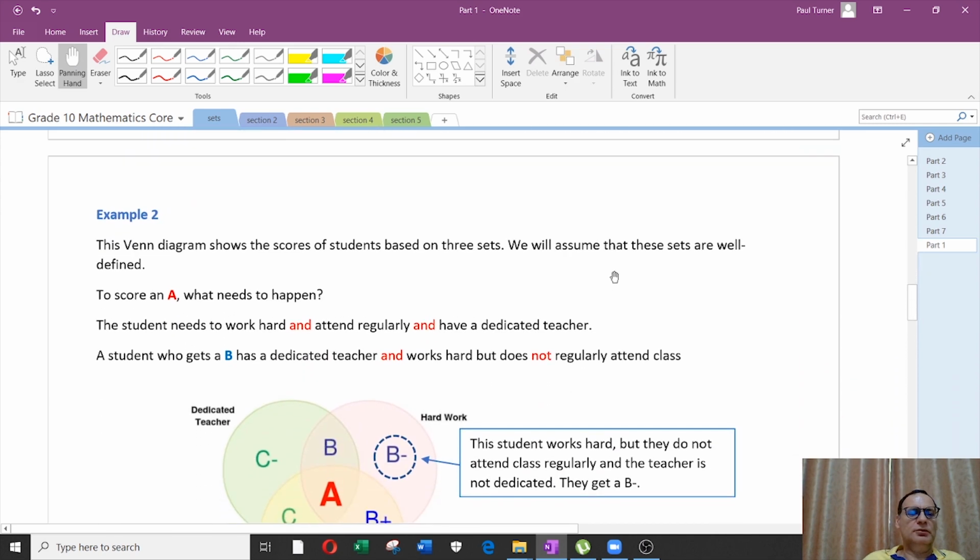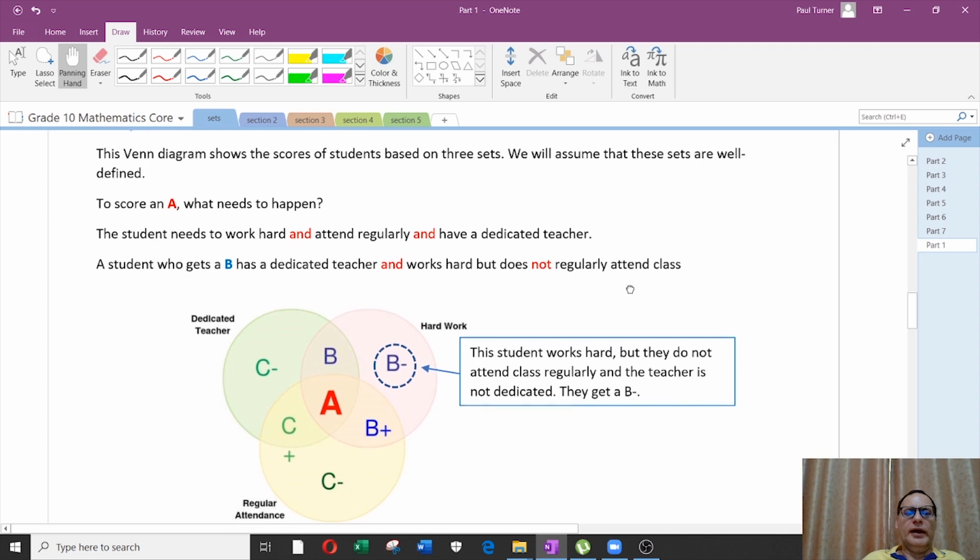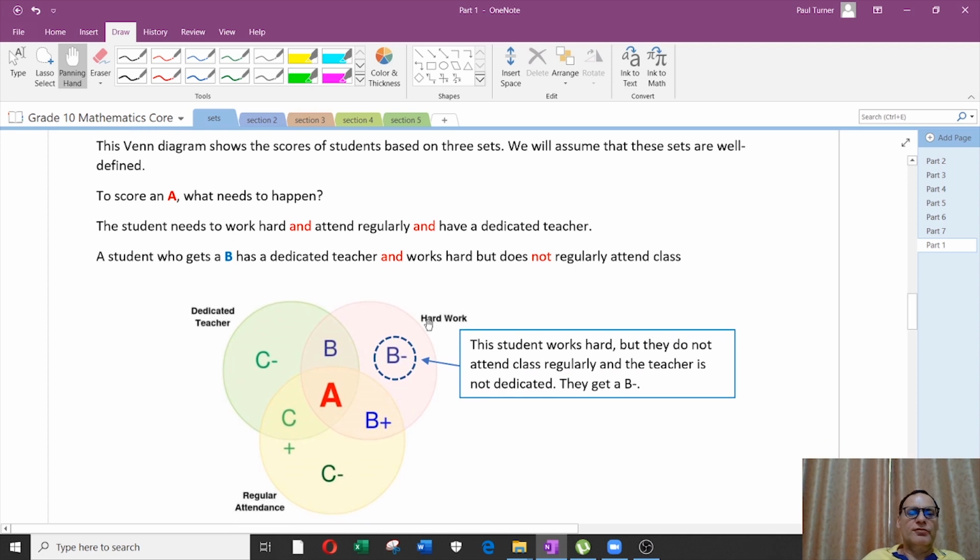Here's another example where we've got 3 sets. The first set are dedicated teachers. So we're going to assume that these 3 sets are well defined. So dedicated teachers, they're hardworking teachers.